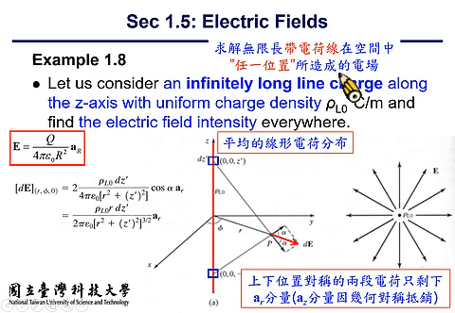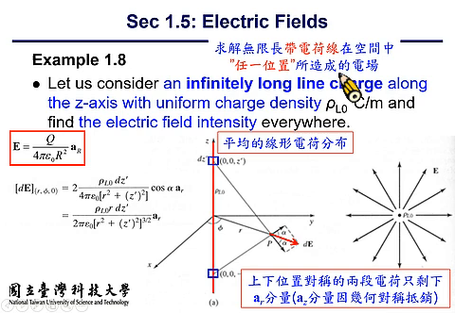So the summation of the pair of the 2 sources can be written as 2 times cosine alpha, while cosine alpha can also be found using this geometric relationship, that is r over the square root of r squared plus z squared, right? So we can derive this formulation from this geometry.